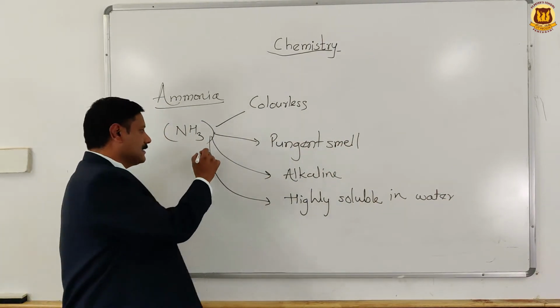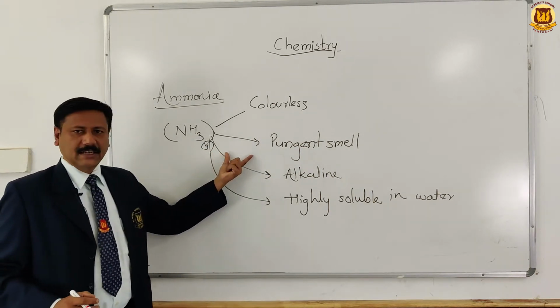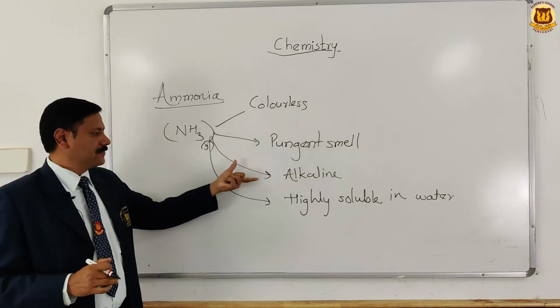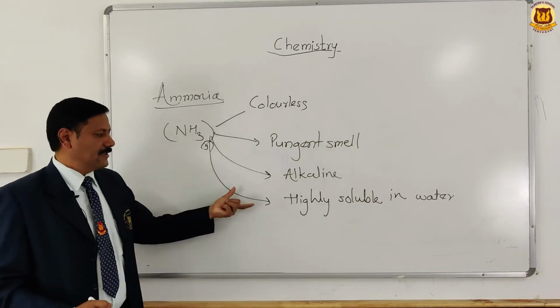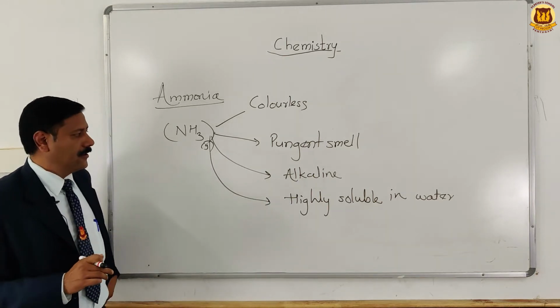The formula of ammonia gas is NH3. It is a colorless gas. It has a pungent smell. It is an alkaline gas, that is basic, and it is highly soluble in water.